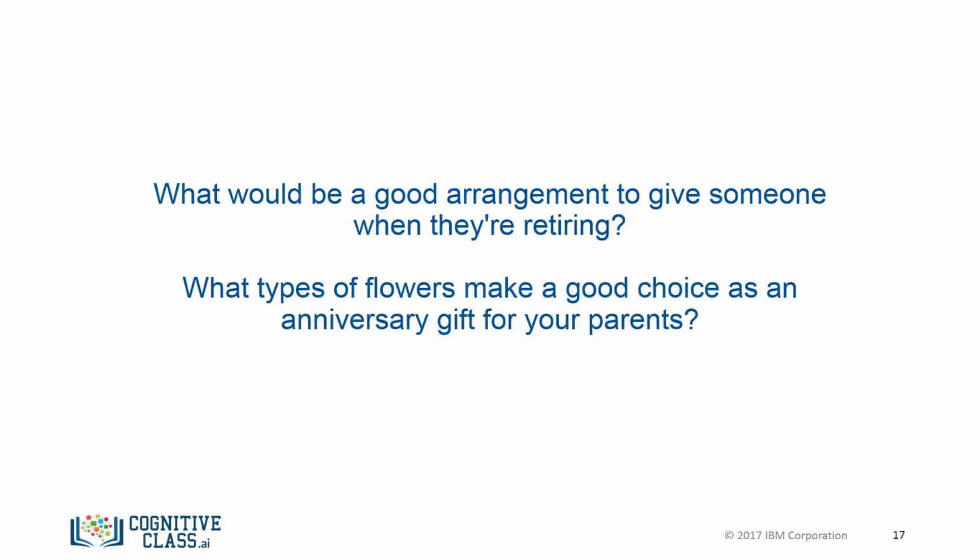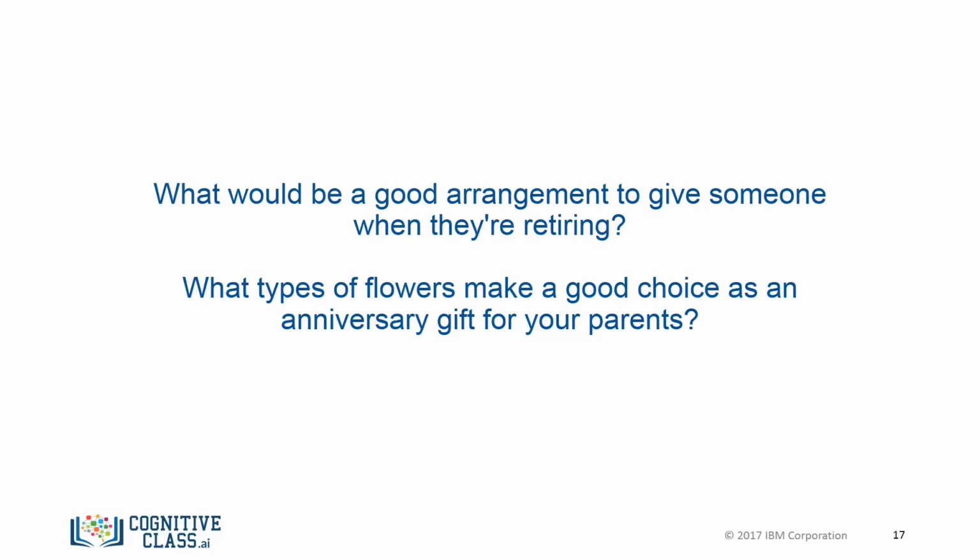So we might want to throw in a couple of examples of that as well. For example, what would be a good arrangement to give someone when they're retiring? Or what types of flowers make a good choice as an anniversary gift for your parents? This will train Watson to recognize when people are asking for flower recommendations. Note that when defining this intent, we're not overly concerned with the exact special occasion. So we don't need a complete list of all the holidays and moments in life that call for flower gifting. We just need to train Watson on what flower suggestion questions tend to look like.